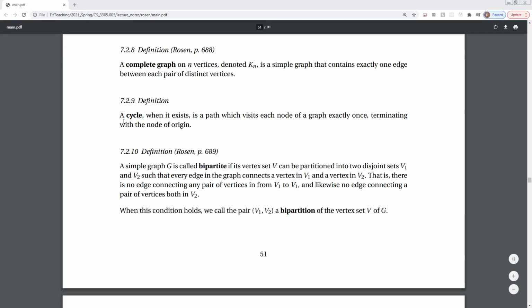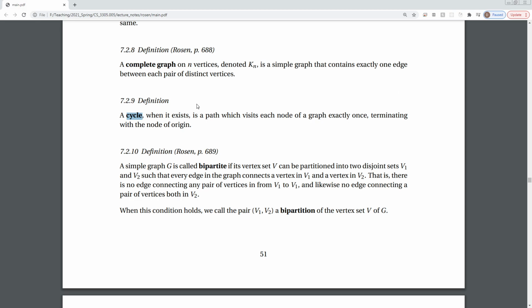Okay, so a cycle, when it exists, is a path which visits each node of a graph exactly once, terminating with the node of origin. Right? So this is like a paper route, right? So in the ideal paper route, you deliver the newspaper to every one of the subscribers, and you don't repeat yourself. You're not going up and down the same road multiple times. You make it in exactly one direction, and then you end up back at your house where you started. So that's a cycle.